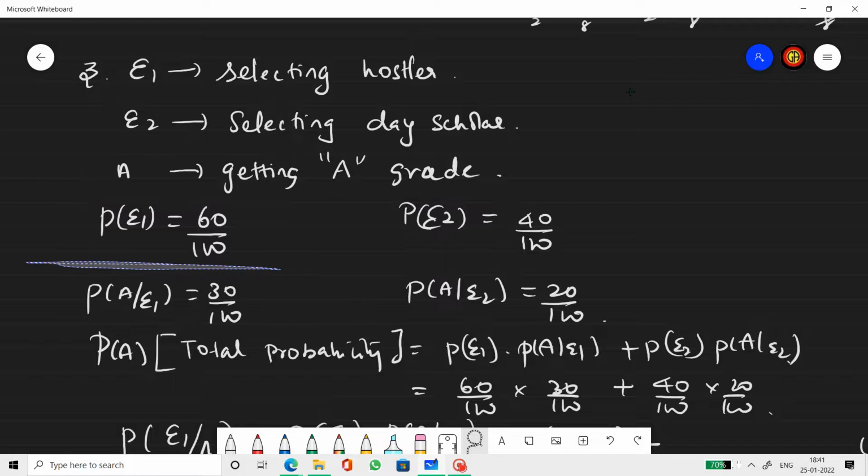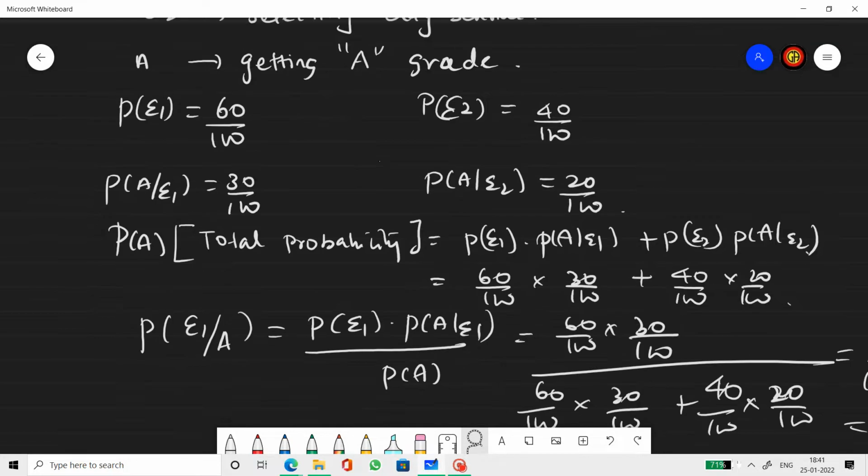E1 is selecting a hostler, which is 60 out of 100, 60%. E2 is selecting a day scholar, which is 40 out of 100. A given E1 is 30 out of 100. A hostler getting A grade is 30% as per the question. And a day scholar getting an A grade is 20%.